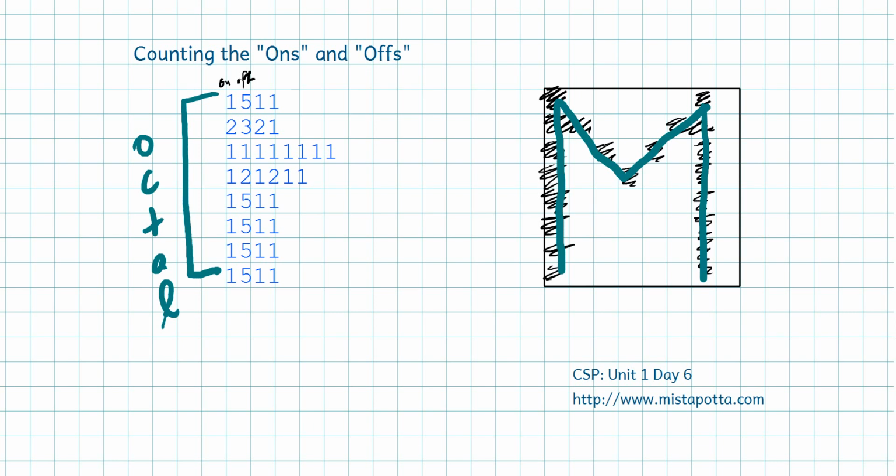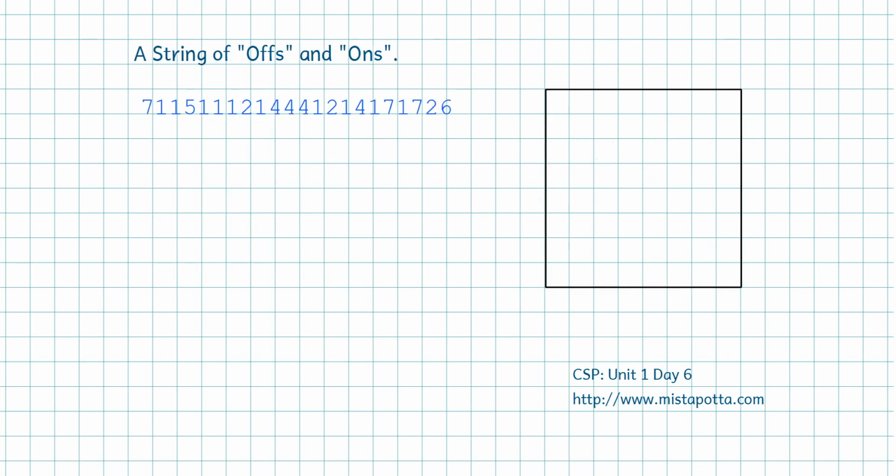This is just another way of compressing, or another way of representing these bitmaps using patterns. So there's one other thing that I want to talk about today, and that's that idea that if I could use repetition, then I'd be okay. Now, I talked about this string of offs and ons. Let's try this one more time.